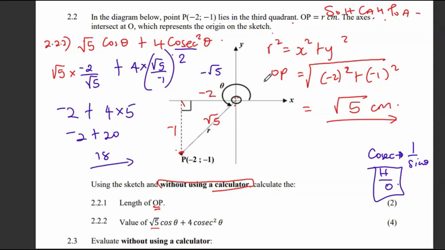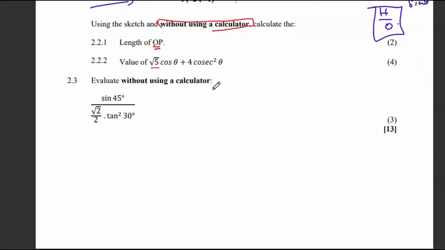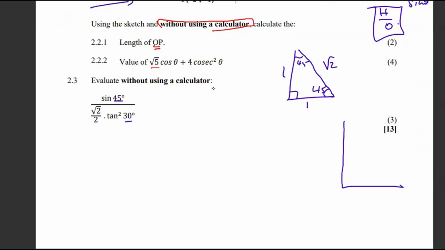Then 2.3, without a calculator, they want us to evaluate. Now, when you're evaluating, remember, look at the angles, 45 and what? 30. So 45 and 30, these are special angles. From our special angles, if that's a 45 and this is a 45 also, we know this must be 90, 1, 1, square root of 2. If you're looking at the triangle of 60 and 30, that's 60, that is a 2, 1, square root of 3. So this we just need to know.